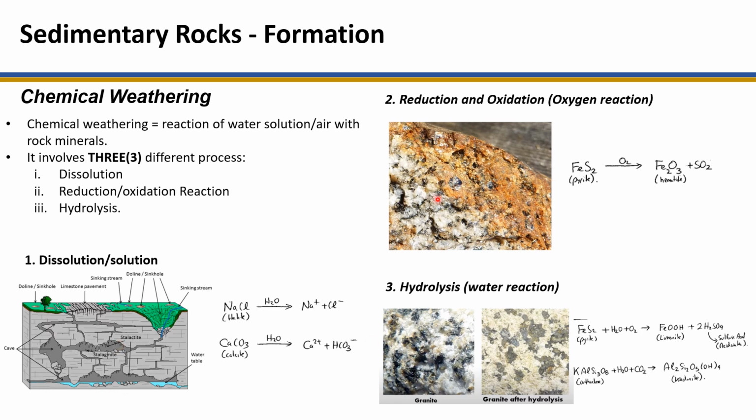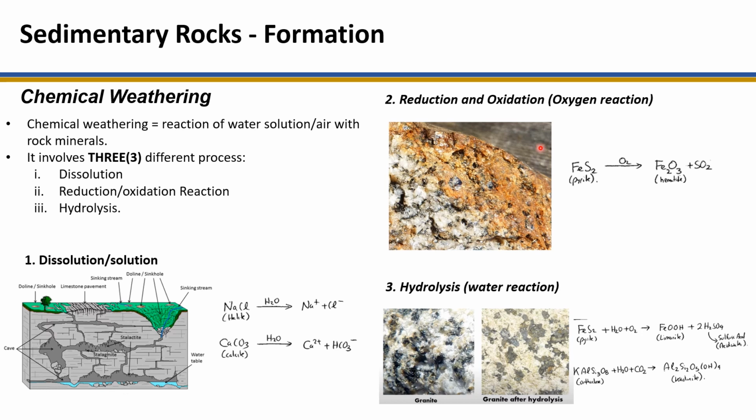And then we have reduction-oxidation reactions, or redox reactions. So this is a process of rock breaking down when reacting with oxygen in the air. Oxygen can react with some minerals in the rocks, which can weaken the rocks and make them more likely to turn red and then break down.